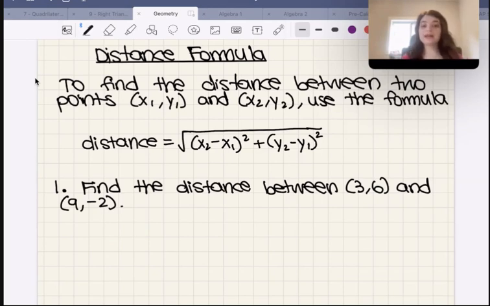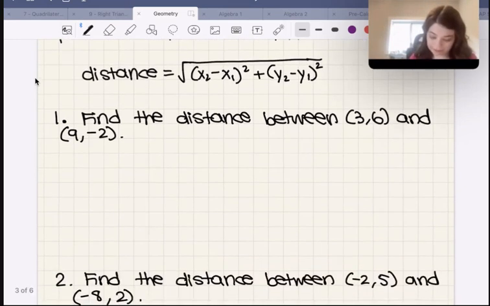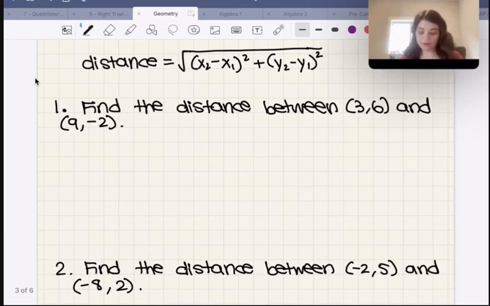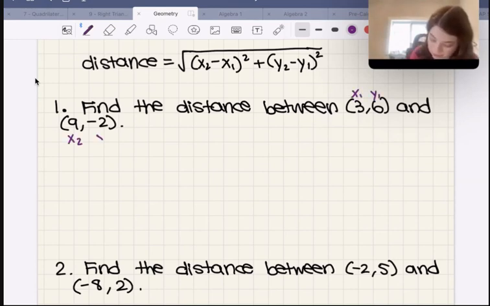So I'm going to give an example here. It says find the distance between 3 comma 6 and 9 comma negative 2. So to do that, we're going to first label our points as x1 and x2: which point is 1, which point is 2, and this is arbitrary. You can choose whichever one you'd like. I'm just going to choose that the first one is x1, y1, and the second one is x2, y2. And now I'm going to plug in my values.